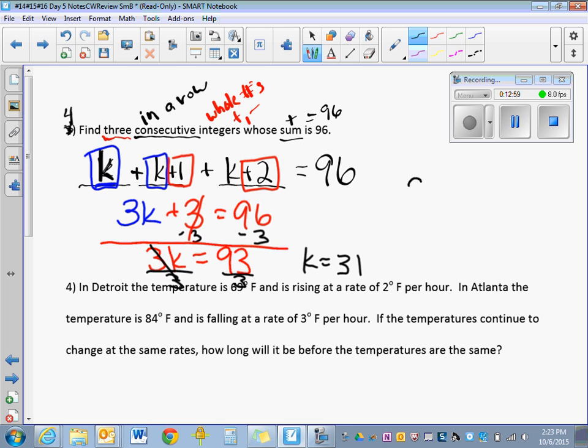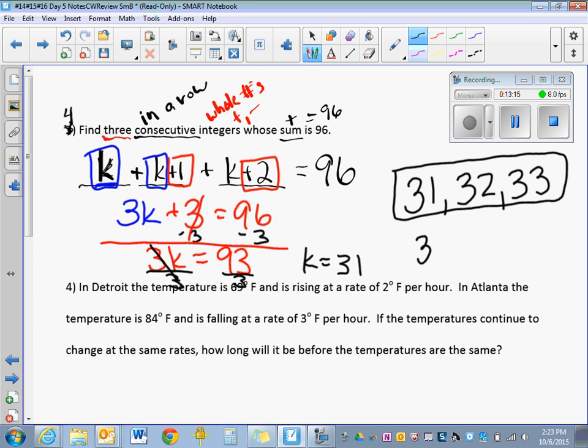Alright, so 31 is my first number. What's the next one? 32, 33. Sydney, I remember we said check your answers when you're able to. If I were to add together 31 plus 32 plus 33, do I get 96? Yes. We do. So I know it works. But we should have used S. We could have used S.